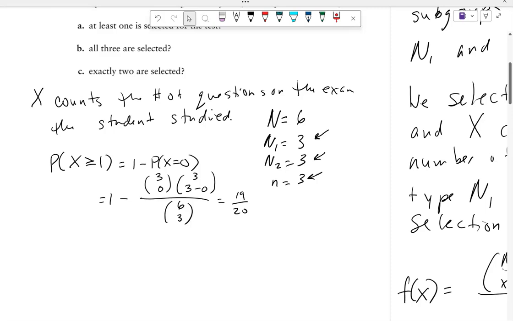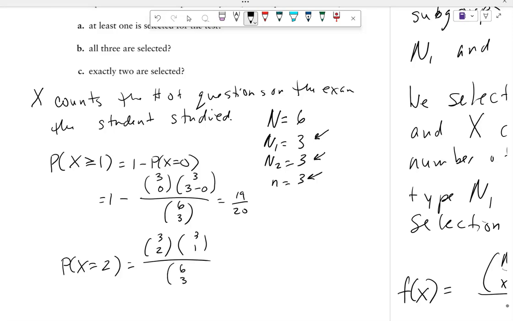So let's do part C. What would exactly 2 selected look like? Good. 9 out of 20. Now that I figured out what the denominator is correctly. 3 choose 2 and 3 choose 1 are both 3, so it should be 9 out of 20. That okay?